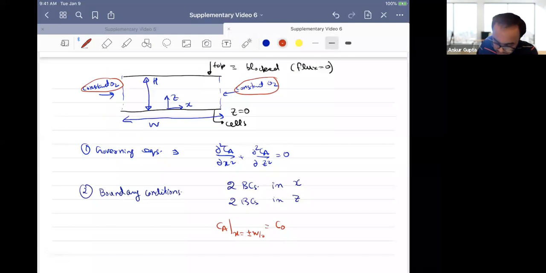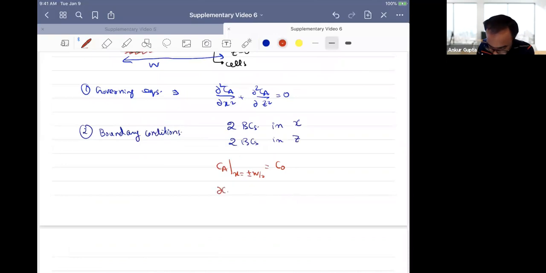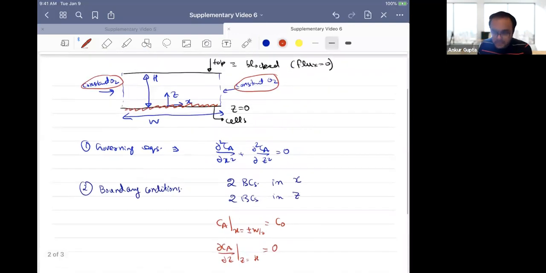So in Z, we know that cells are consuming oxygen on this layer at Z equal to 0. And then the top layer is blocked. So top is easy because if it is blocked, the flux is 0, which means that del Ca by del Z at Z equal to H is simply equal to 0. Now the other condition is what is happening at the cell site. And that's where we have to use an interfacial balance. So what is happening is oxygen is being consumed by the cells, and then it is being transported up.